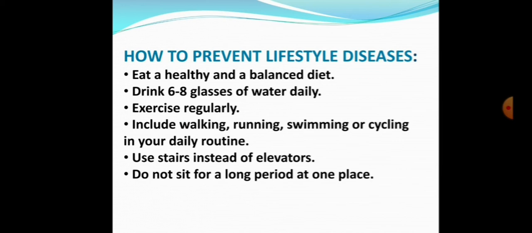Then second point, drink 6 to 8 glasses of water daily so that toxins of our body can come out of our body through that water in the form of urine and sweat. Okay, so we should drink 6 to 8 glasses of water daily. We should exercise regularly. We should practice yoga. We can play outdoor games like football, cricket, badminton, lawn tennis. So these are also kinds of exercise. Then we should include walking, running, swimming, or cycling in our daily routine.